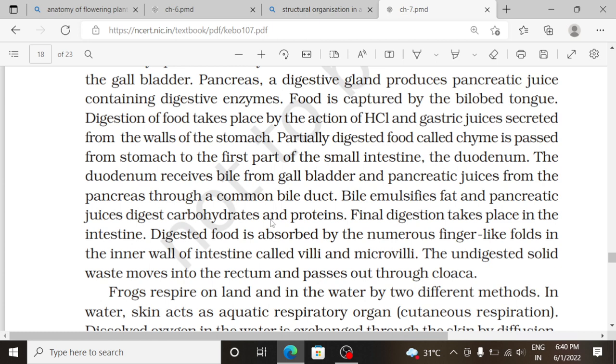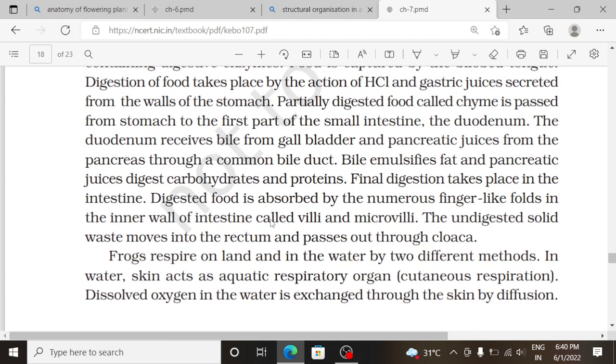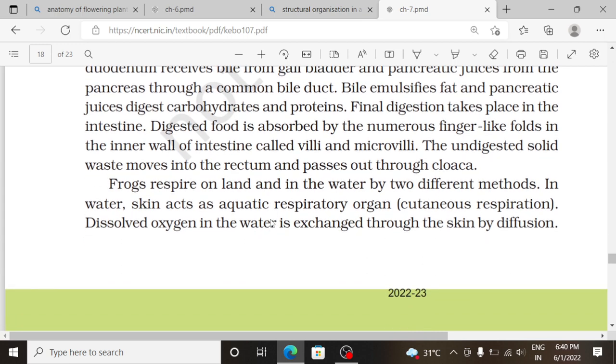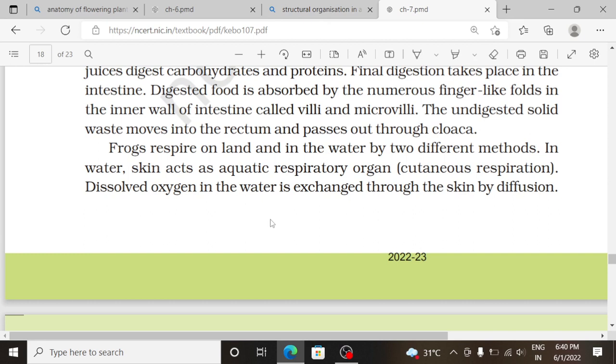Digestion of food takes place by the action of HCl and gastric juices secreted from the walls of the stomach. Partially digested food called chyme is passed from stomach to the first part of the small intestine, the duodenum. The duodenum receives bile from gallbladder and pancreatic juices from the pancreas through a common bile duct. Bile emulsifies fat and pancreatic juices digest carbohydrates and proteins. Final digestion takes place in intestine. Digested food is absorbed by the numerous finger-like folds in the inner wall of intestine called villi and microvilli. The undigested solid waste moves into the rectum and passes out through cloaca.